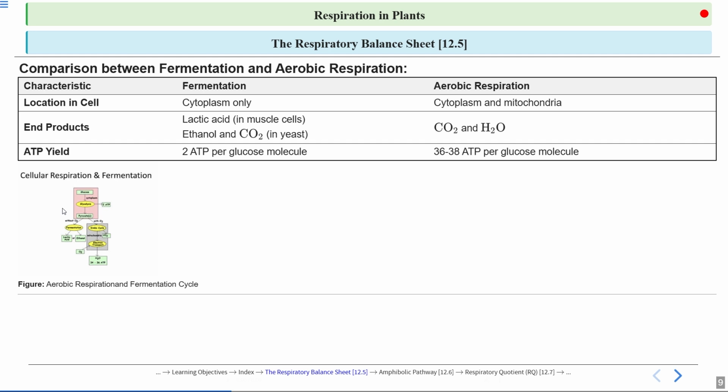If we look at the end products in this image, for fermentation, it is lactic acid or ethanol, depending upon the fermentation. In aerobic respiration, the end products are carbon dioxide, water, as well as ATP. As for the ATP yield in the diagram, only 2 ATP molecules are produced in fermentation, coming from glycolysis. But in aerobic respiration, 36 to 38 ATP are produced per glucose molecule after oxidative phosphorylation.